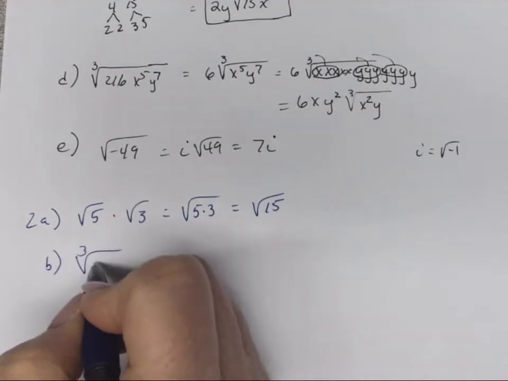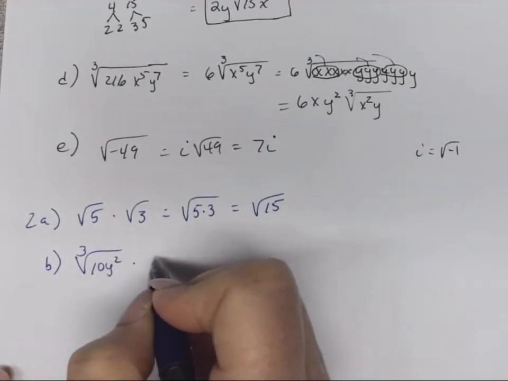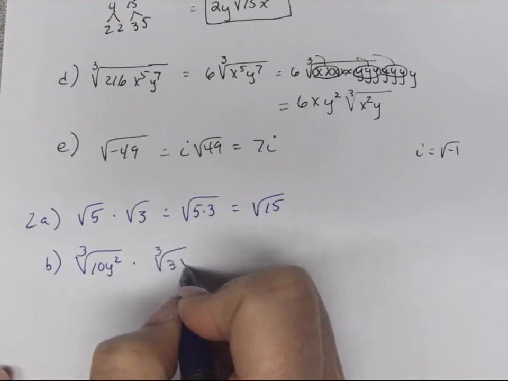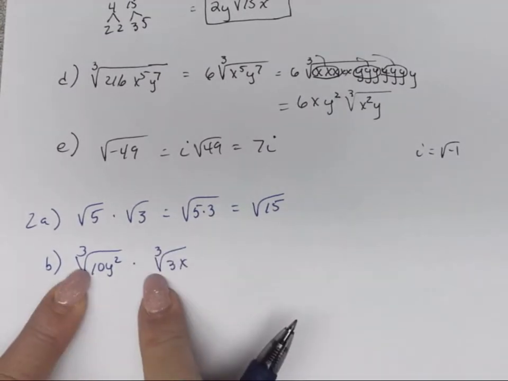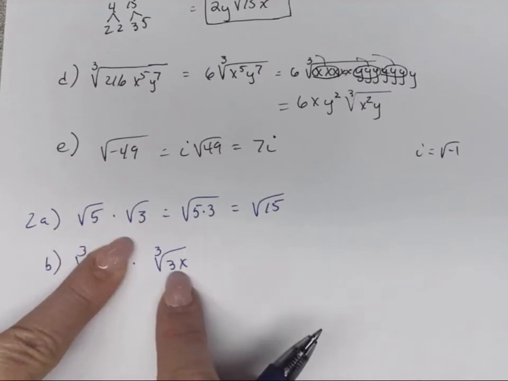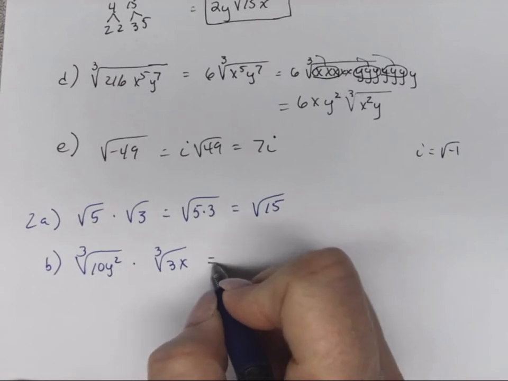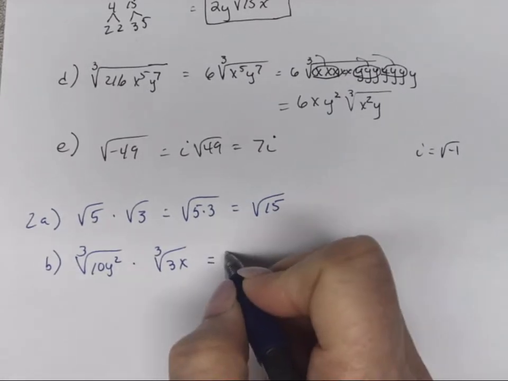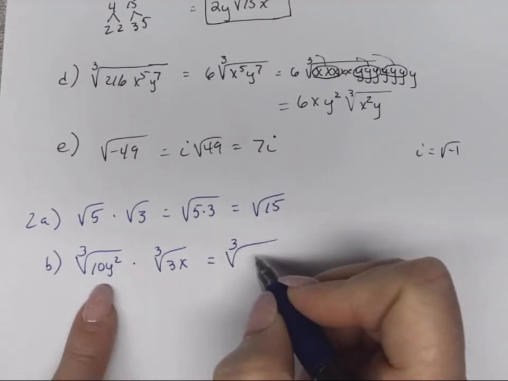The cubed root of 10y squared times the cubed root of 3x. We can do these because they're both cubed. Up here we could do them because they were both squared. If we had a square and a cube, you can't do this. You can't just multiply them together. We'll put this underneath the radical.